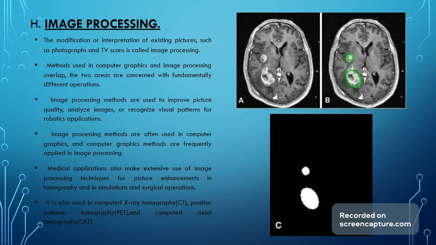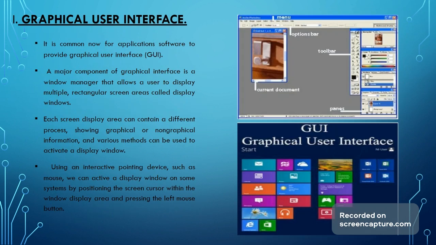Medical applications also make extensive use of image processing techniques for picture enhancement in tomography, in simulations, and in surgical operations. It is also used in computed X-ray tomography, CT scans, positron emission tomography, PET scans, and computed axial tomography, CAT scans. And the last application is the graphical user interface.